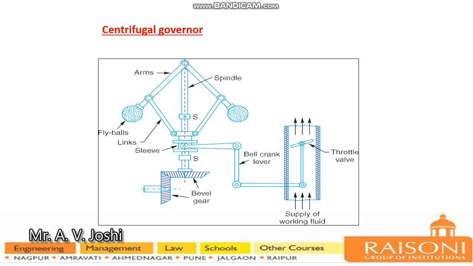In this case, extra power output is provided to balance the increased load. When the load on the engine decreases, the engine and governor speed increases, which results in an increase of centrifugal force on the balls. Thus the balls move outwards and the sleeve rises upwards. This upward movement of the sleeve reduces the supply of the working fluid and hence the speed is decreased. In this case the power output is reduced. So this is the complete working of a centrifugal governor.